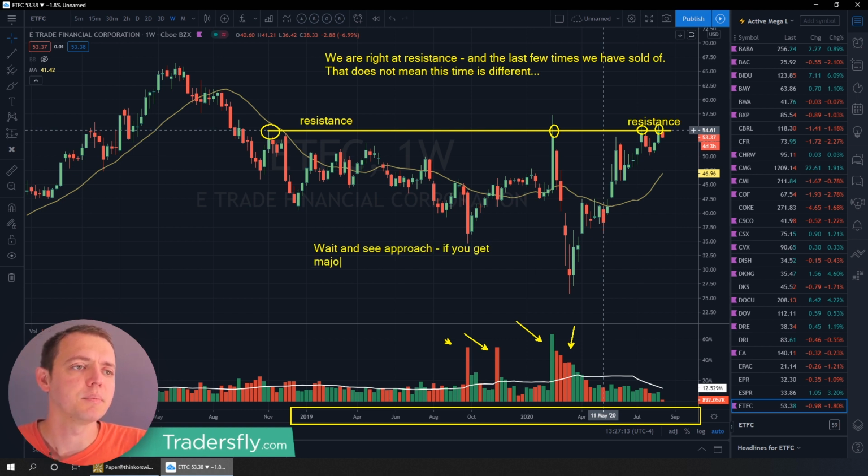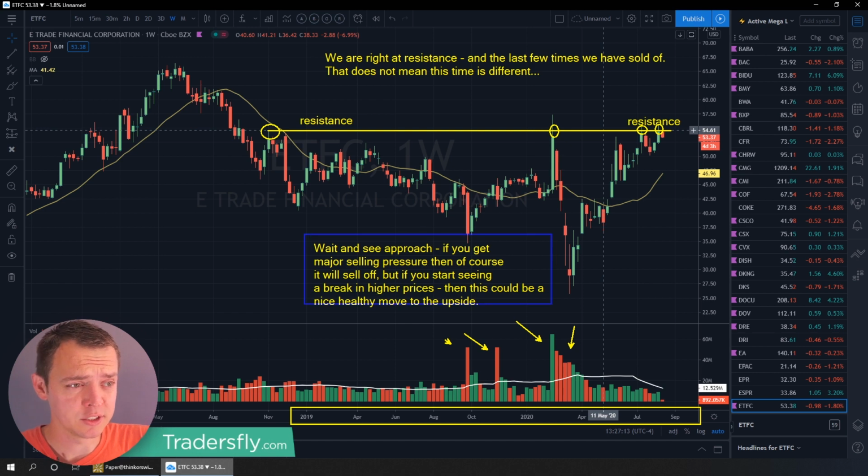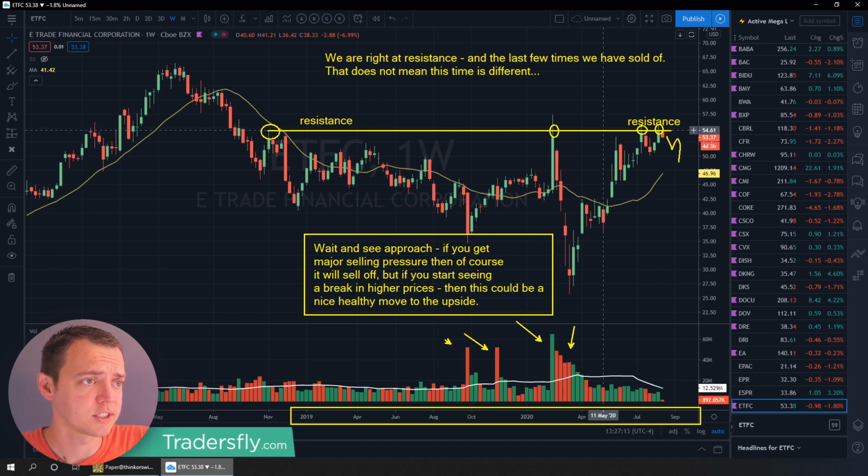If you get major selling pressure, then of course it will sell off. But if you start seeing a break in higher prices, then this could be a nice healthy move to the upside. So these are a few things that you're watching in this chart. You're waiting to see, are we going to start getting a nice move down, or is it trying to nibble to the upside? And then if it does, will it break on nice huge wide price spread, good volume? And if that's the case, this stock should be good to go.